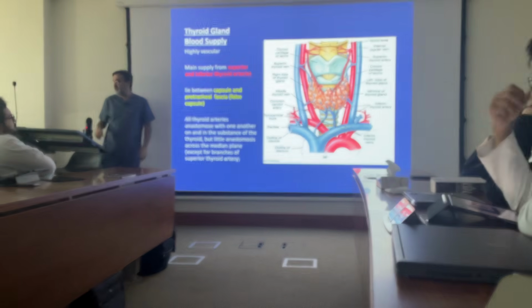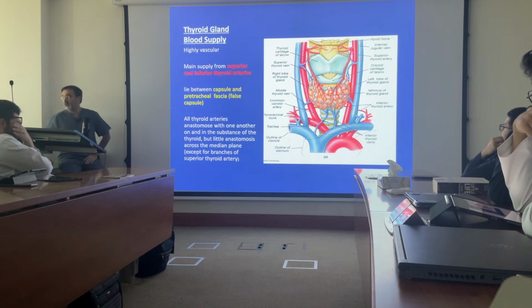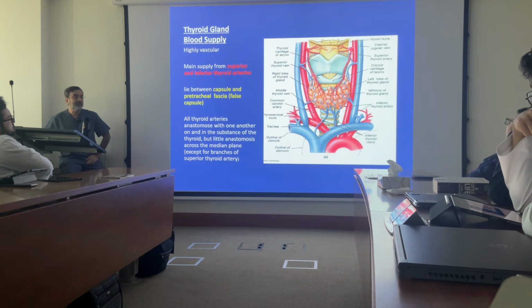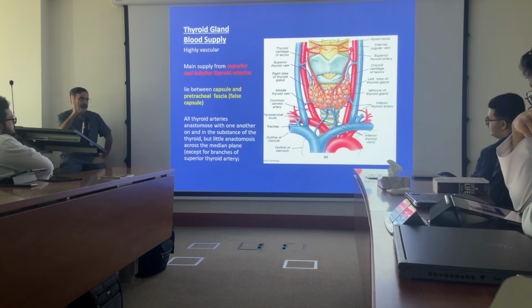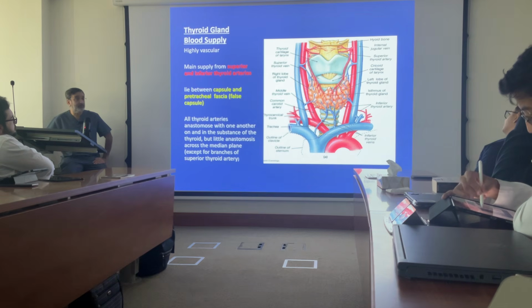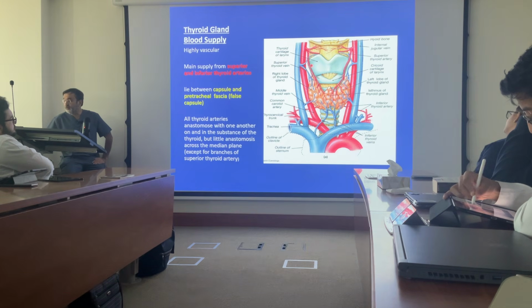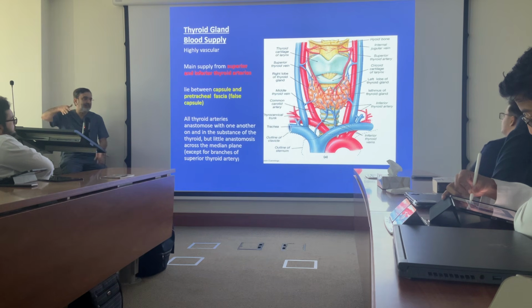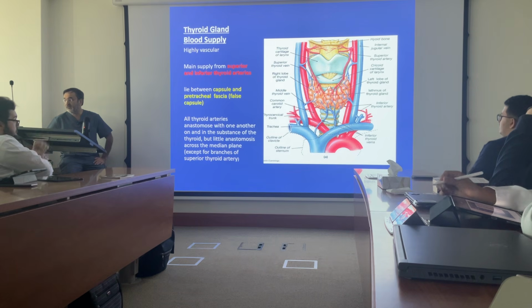So the first artery which supplies the thyroid gland is this artery, which is called the superior thyroid artery. The superior thyroid artery is the first branch of the external carotid. The common carotid divides into external and internal carotid. From the external carotid, you have this artery arising, the superior thyroid artery, and it goes to the upper pole of the gland and then divides into an anterior branch and a posterior branch, which supply the anterior and posterior surface of the gland.